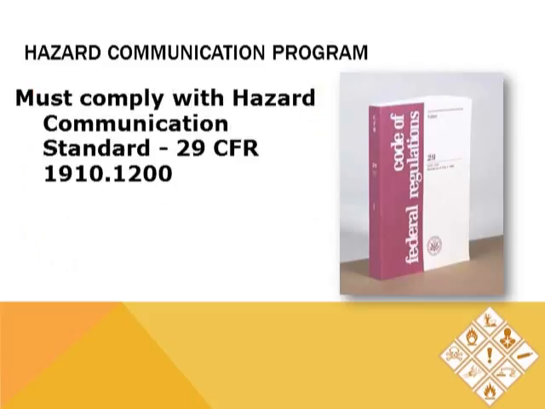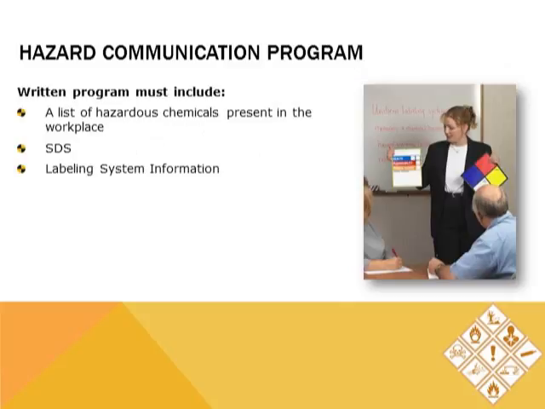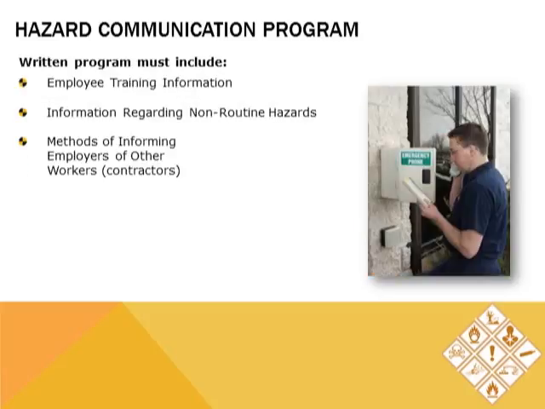Hazard Communication Program must comply with Hazard Communication Standard 29 CFR 1910.1200. The written program must include a list of hazardous chemicals present in the workplace, SDS, and labeling system information. It must also include employee training information, information regarding non-routine hazards, and methods of informing employers of other workers and contractors.